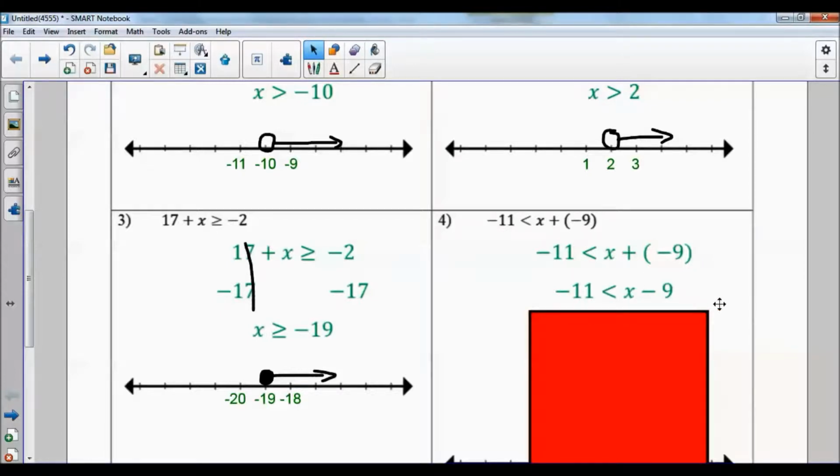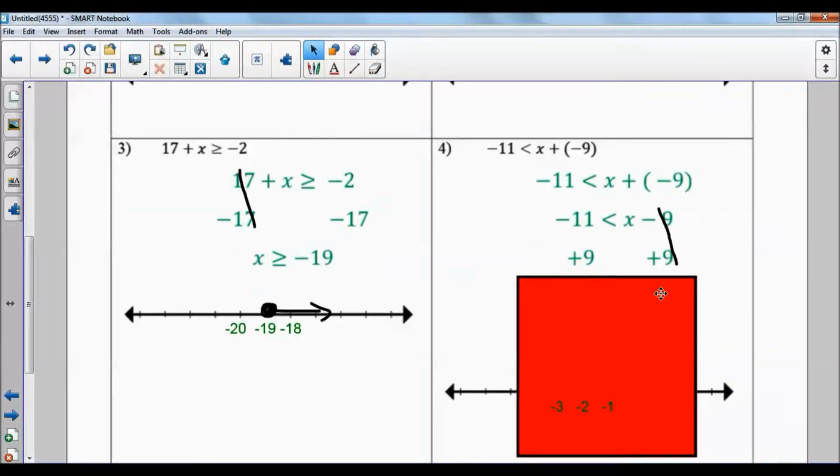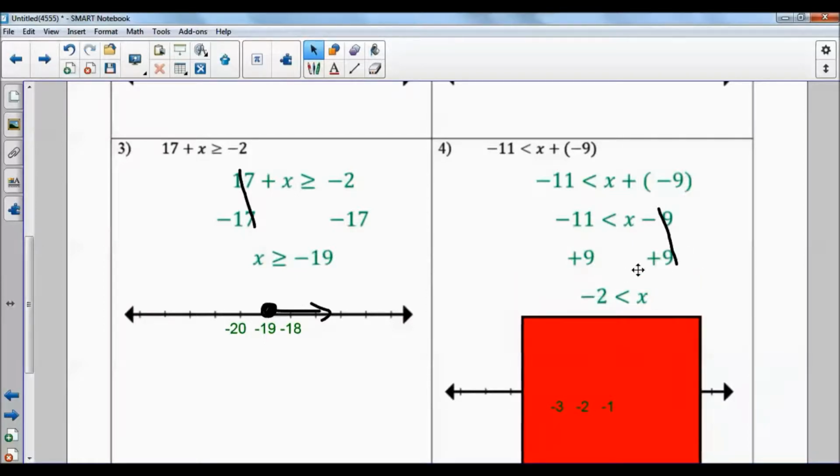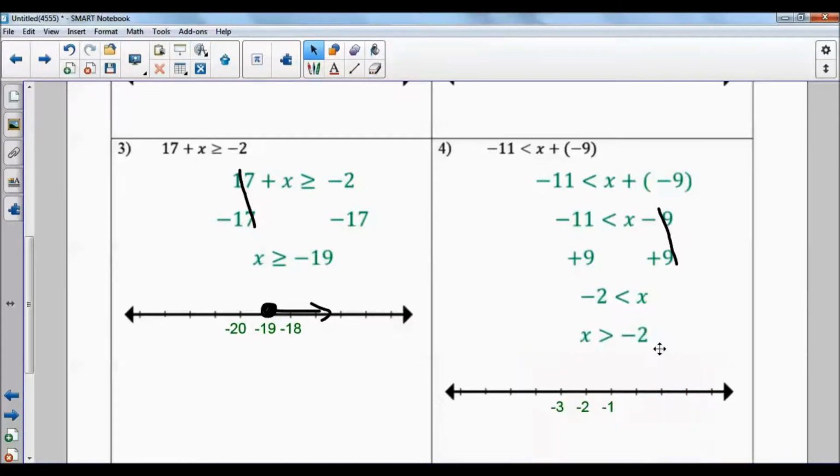Now it's really easy to see what I should be doing to both sides. So to undo this minus 9, I'm going to add 9 to both sides. So then our negative 9 plus 9 cancels out, and we have negative 11 plus 9 is negative 2, which is less than x. So to graph this, I think it's easier if you put your x on the left-hand side, so I'm going to just flip it around. Remember when you're doing that, you want to be careful with your inequality symbol. It was opening towards my x, and I still want it opening towards my x when I flip it around.